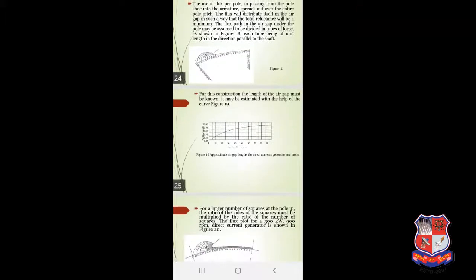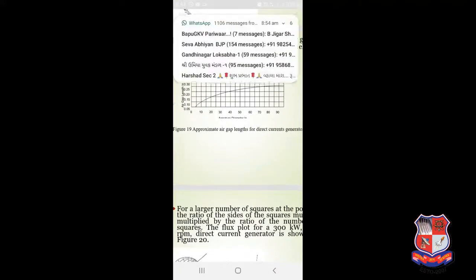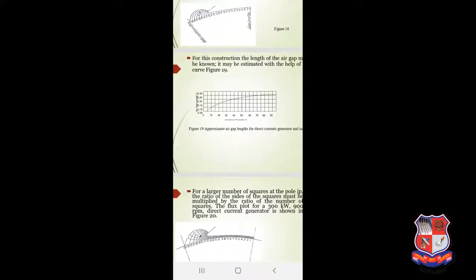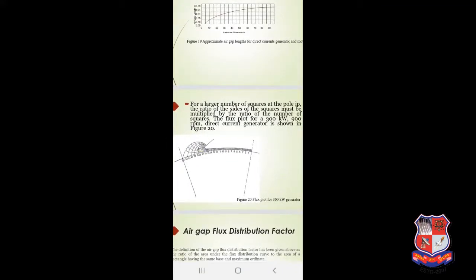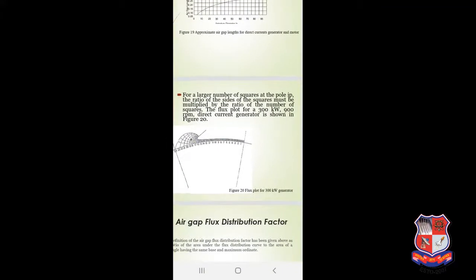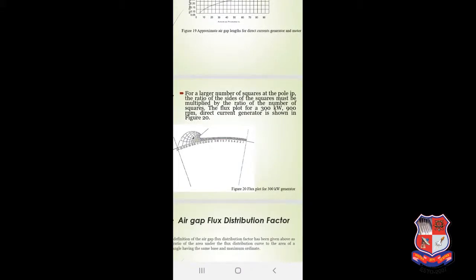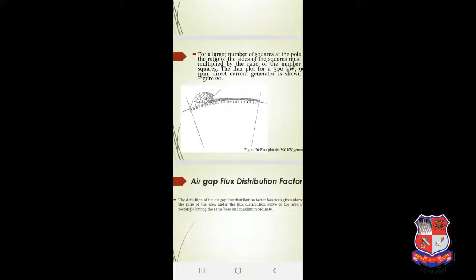It may be estimated with the help of this curve. You need to take different values of the air gap and check the output of the machine. According to that, you can decide the value of the air gap. For the larger number of squares at the pole, the ratio of the side of the square must be multiplied by the ratio of the number of squares. The flux plot for the 300 kilowatt 900 rpm DC generator is shown here.